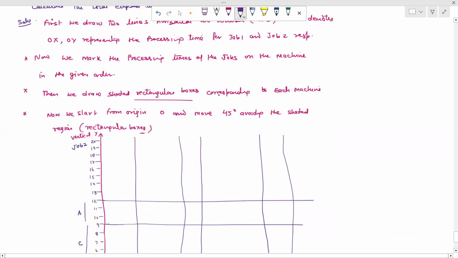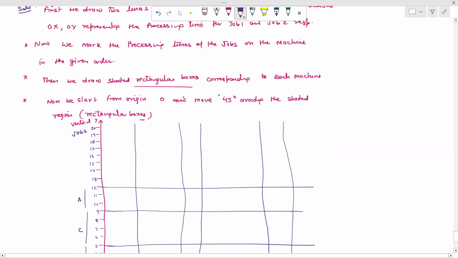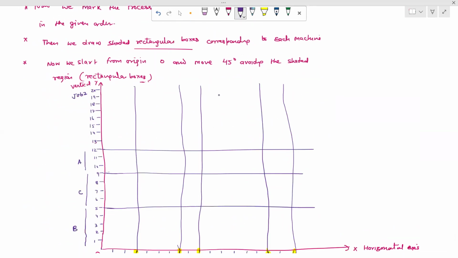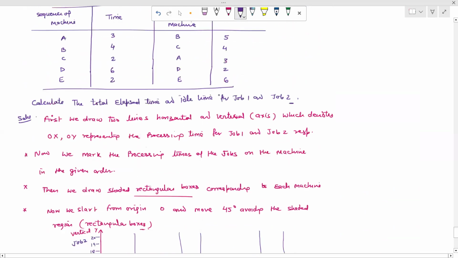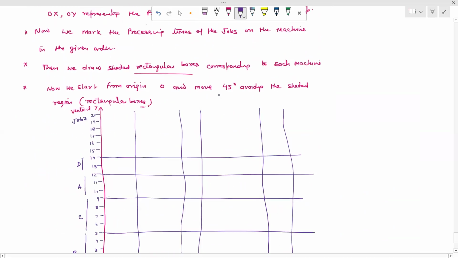Next we have D having 2. So 12 plus 2 is 14. We draw machine D, that means 14. Now we have E having 6. So 14 plus 6 is 20. So this is for machine E.